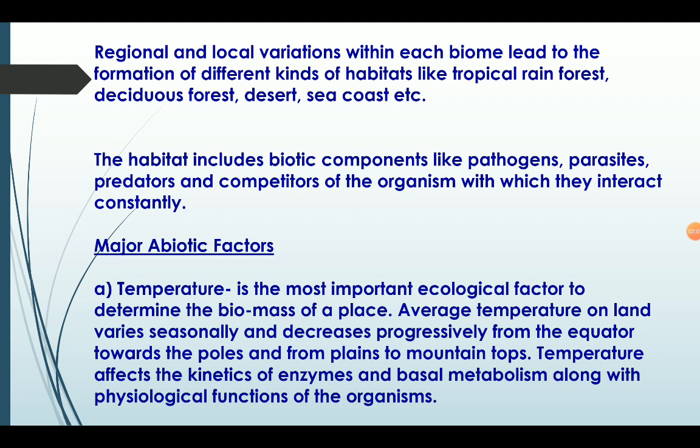First one is temperature. It is the most important ecological factor to determine the biomass of a place. Average temperature on land varies seasonally and decreases progressively from the equator towards the poles and from plains to mountain tops. Temperature affects the kinetics of enzymes and basal metabolism along with physiological functions of the organisms.